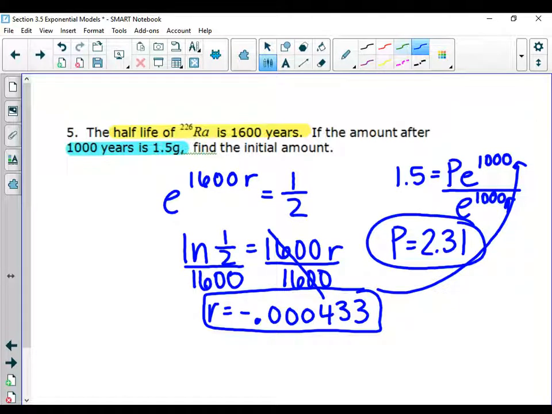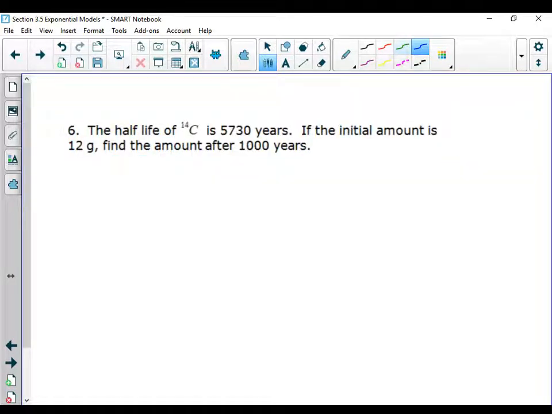So you're going to use the information they give you for a half-life to find your rate, and then after that, you can use the rest of the information to find out what the initial amount is. And you're going to solve all of these the same way, okay? Try this one on your own. Again, I'm going to keep going, and then you can unpause it.